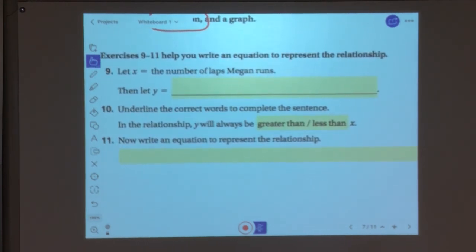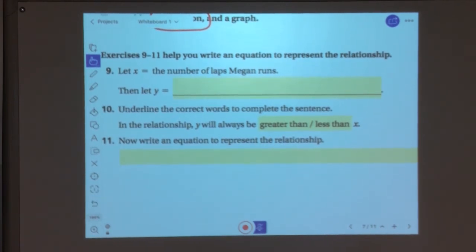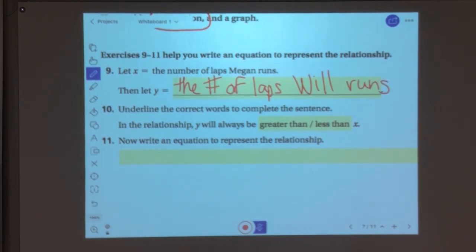We're going to say x represents the number of laps that Megan runs. And we're talking about 2 different people, so then we need y. So we're going to say y represents the number of laps, I'm going to abbreviate number, that Will runs. So x is for Megan, and y is for Will. Underline the correct word to complete the next sentence.